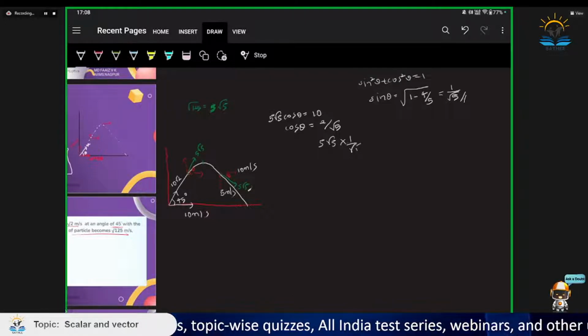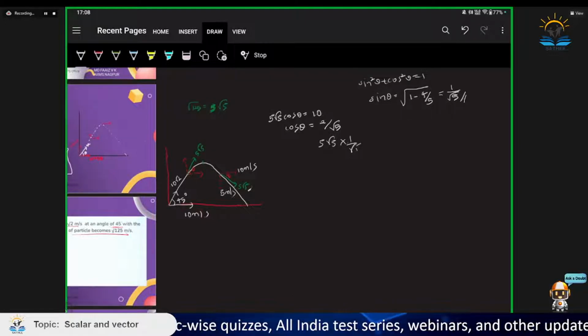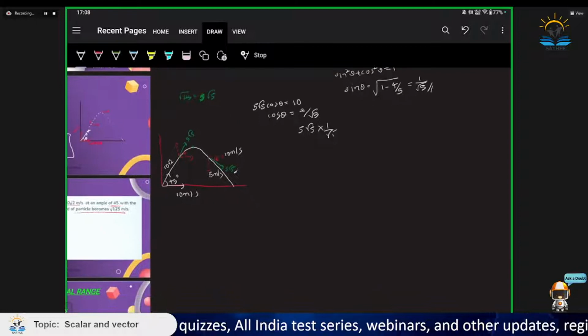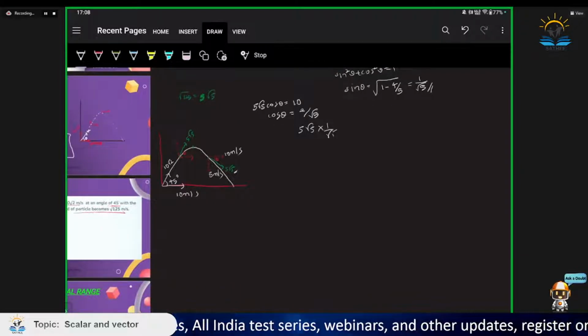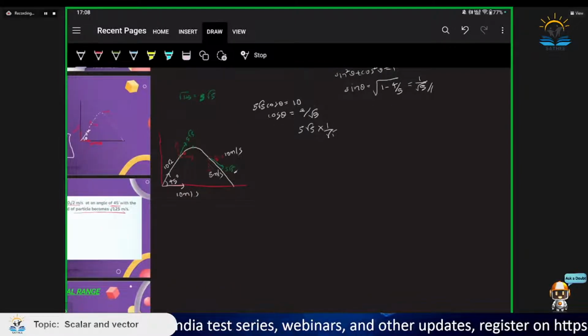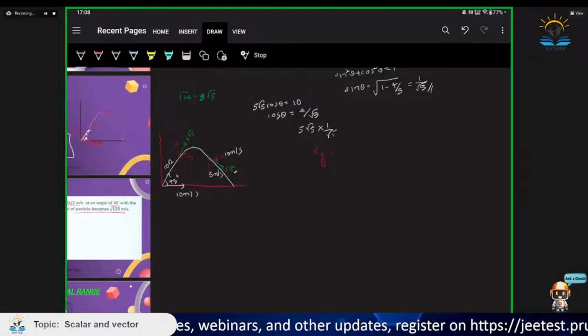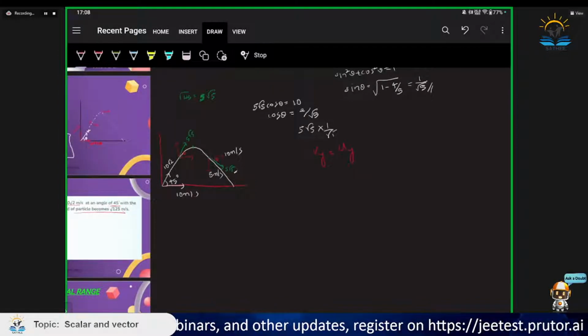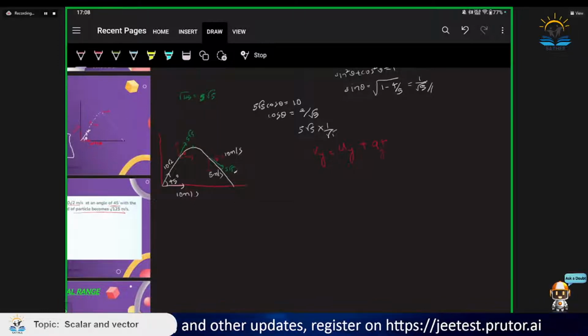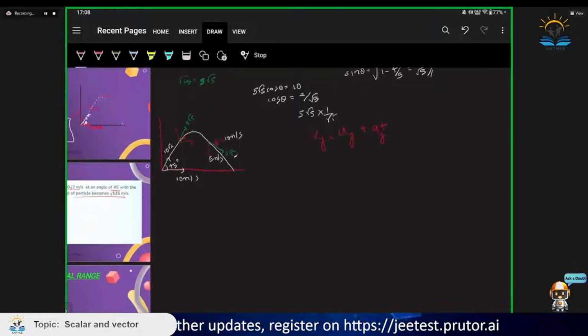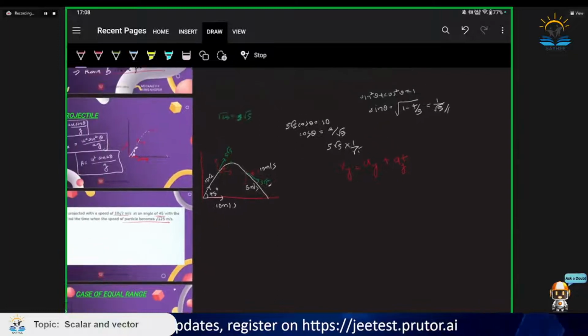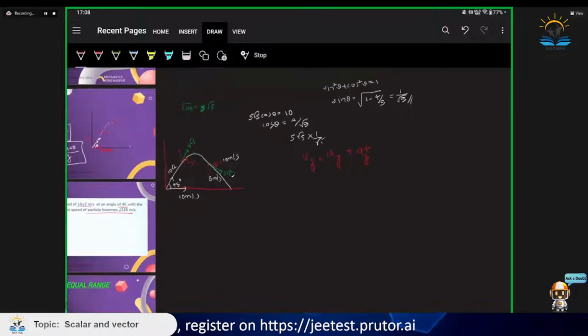Right, now let's apply the equation of motion. Which equation? Along the y direction we can apply which equation? vy equal to uy plus ay into t. Right, so here vy is how much?